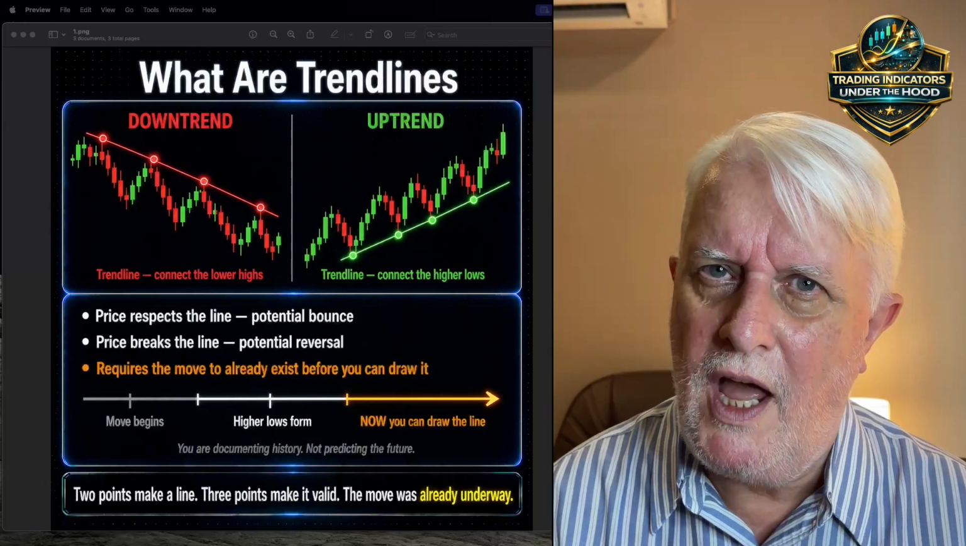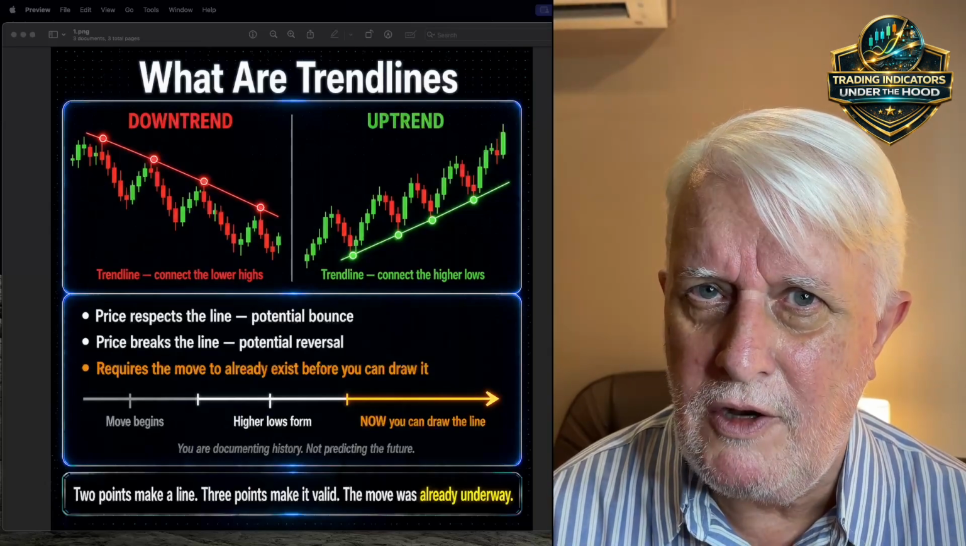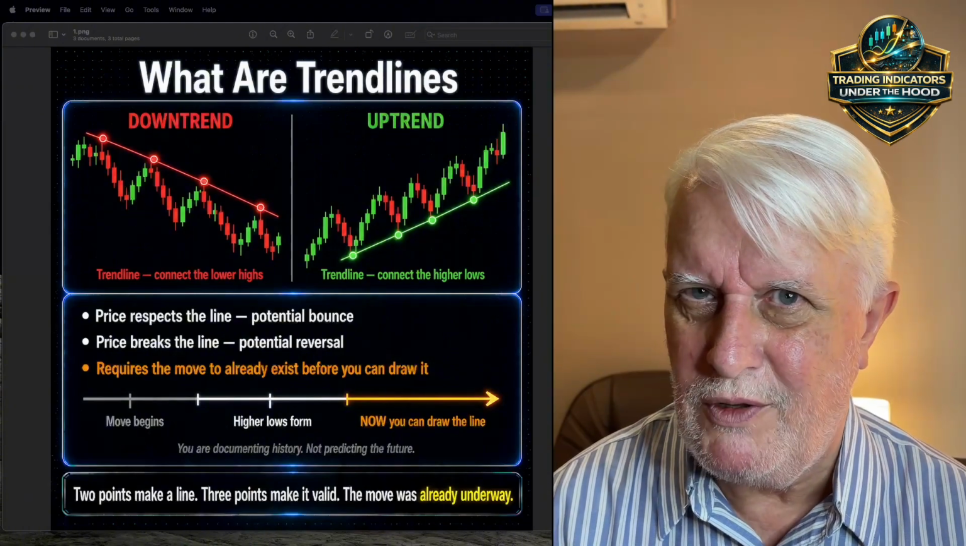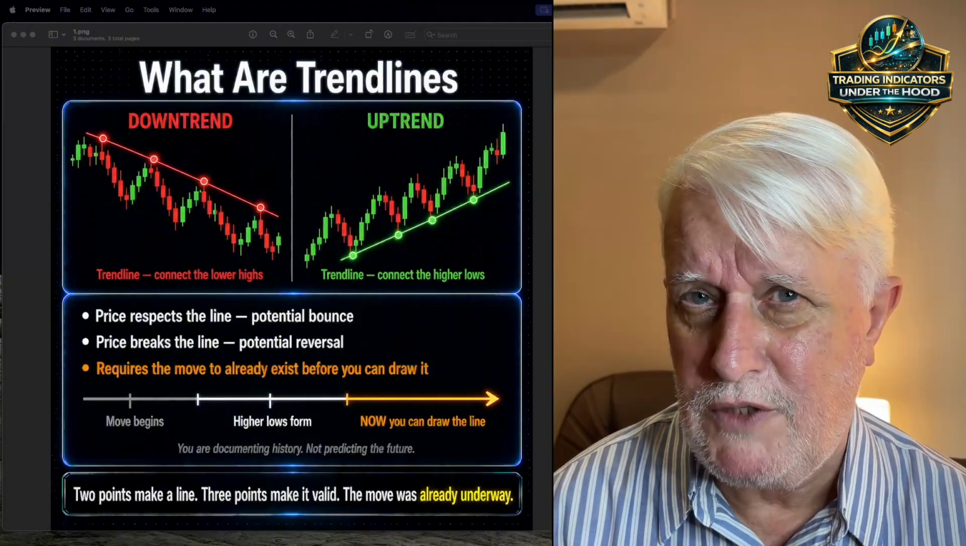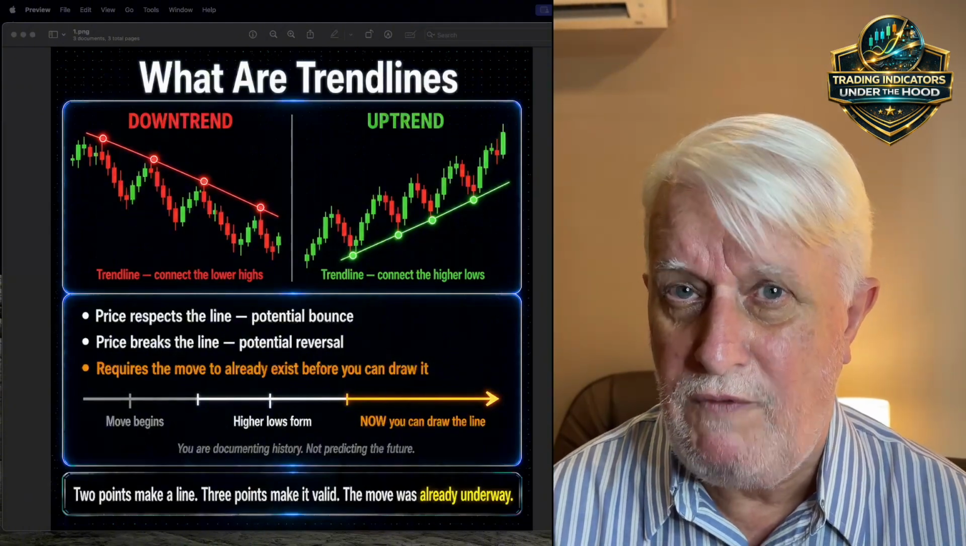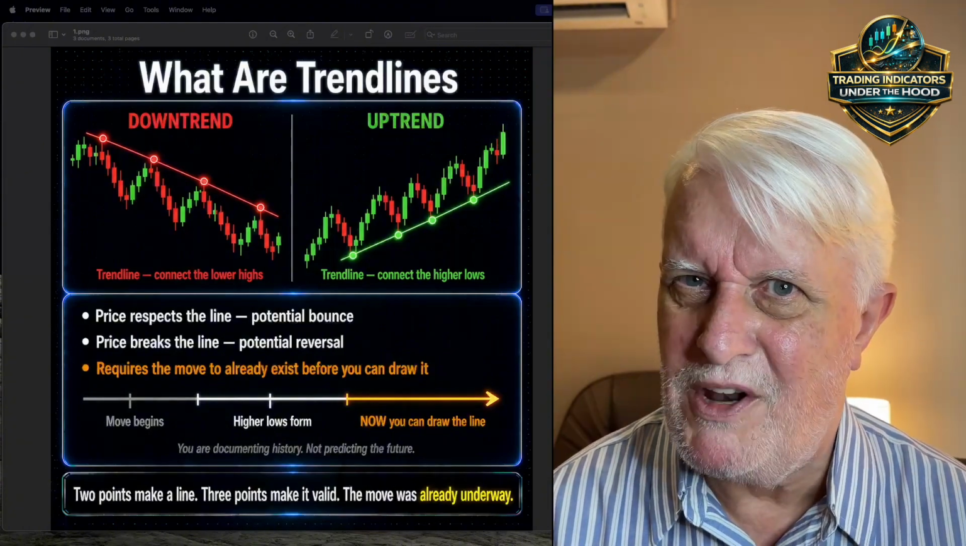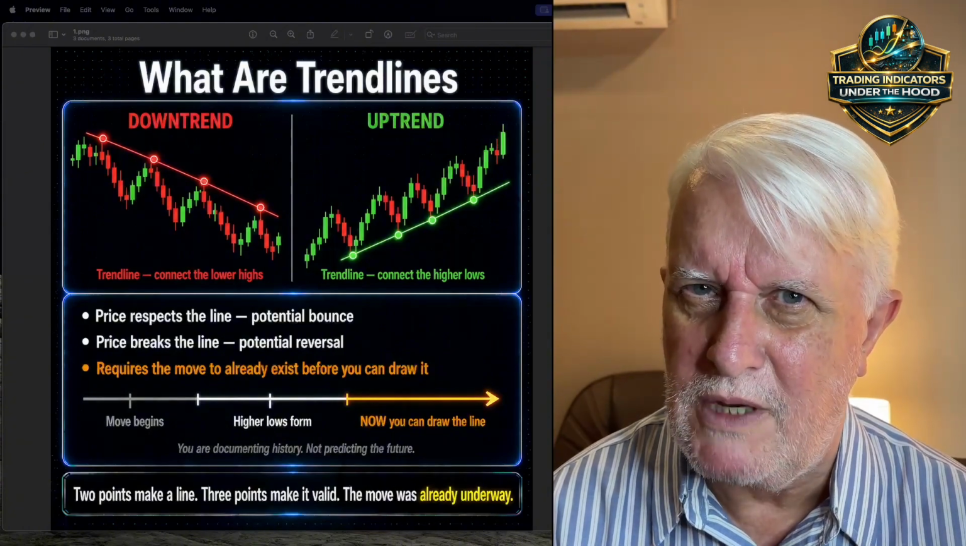A trend line is a straight line connecting two or more swing highs in a downtrend or two or more swing lows in an uptrend. The theory is simple. Price respects the line, bounces from it, and breaks it to signal a reversal. So simple that millions of traders use it every day. Simple enough that most of them are probably losing money.